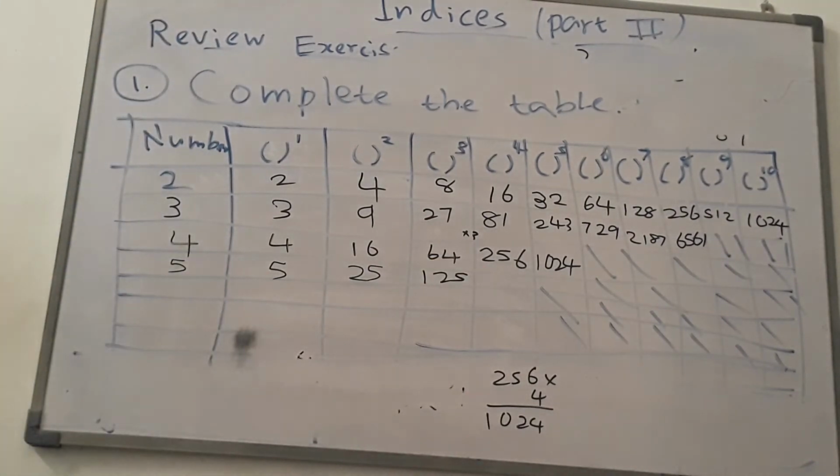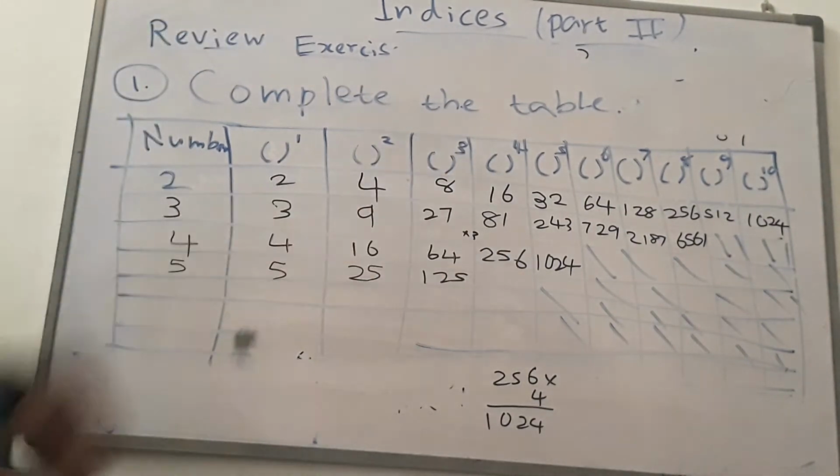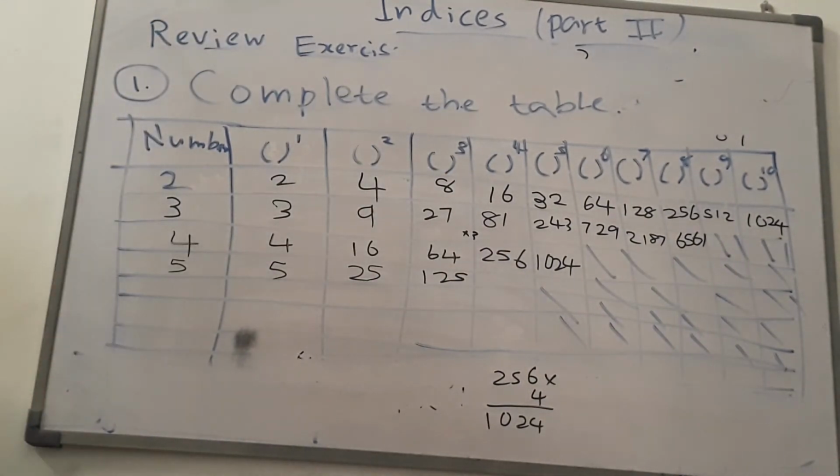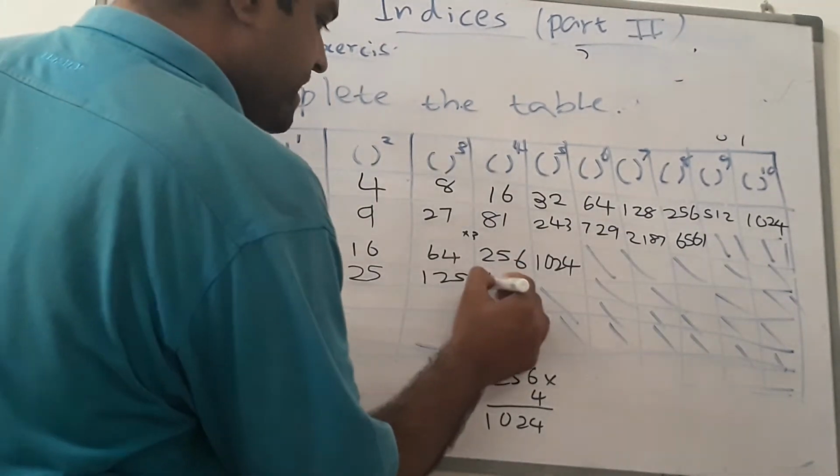Check and see. Then 5 to the power 4 means you have to multiply 125 by 5. That means 5 to the power 3 times 5. So 125 times 5 means 625.